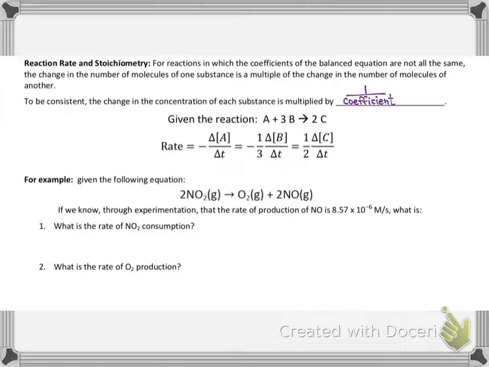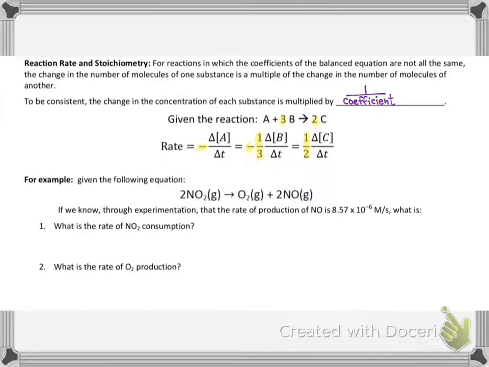So for instance, given a generic reaction, A plus 3B produces 2C, notice if you wanted to get the rate of the reaction, it would just be negative the change in the concentration of A divided by the change in time, because of course the stoichiometric coefficient of A is 1. But if you were doing this for B, it would be 1/3 times the change in B divided by time, and of course still negative because it's a reactant. If it was C, it would be 1/2 times the change in concentration of C divided by time. No negative needed, because this is a positive change because you're making products.